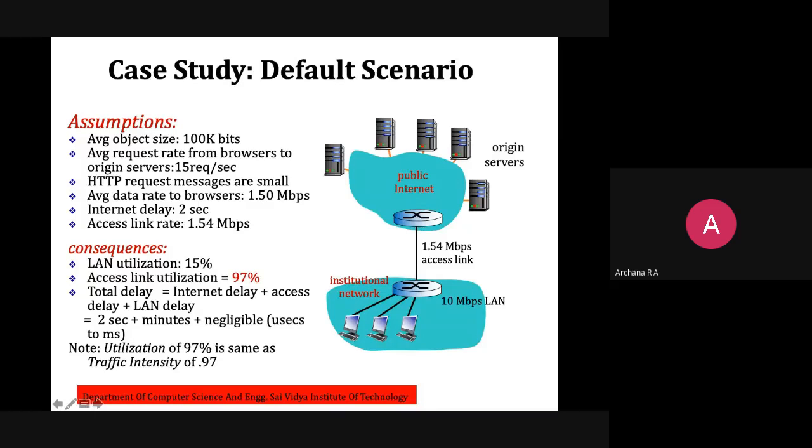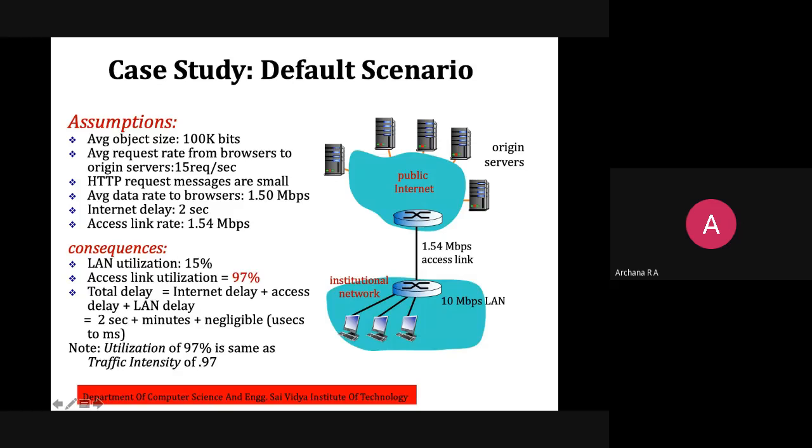Okay, and the internet delay, meaning the delay between the router and the internet, is given by 2 seconds. We can also call it the round trip time. And the access link rate, this access link that exists between the client and the server router, is about 1.54 megabits per second. Now we should know what is the LAN utilization, what is the access link utilization, or we can also call it the total delay.